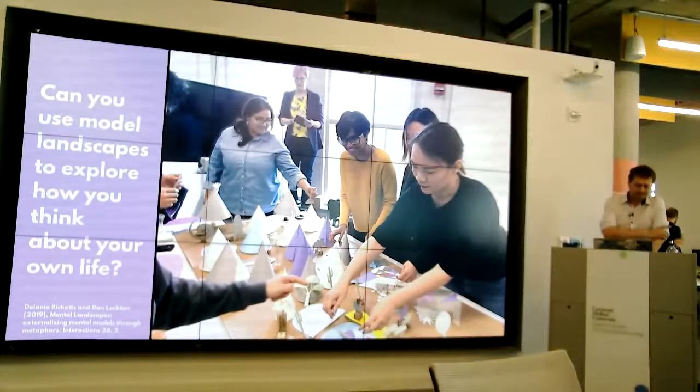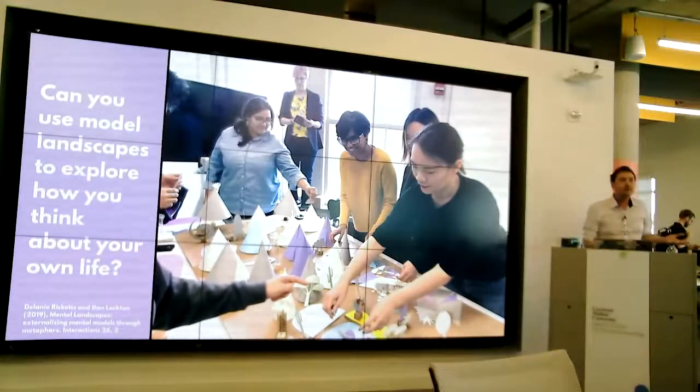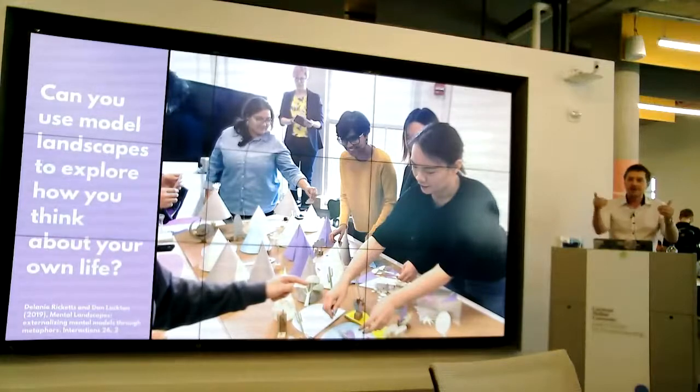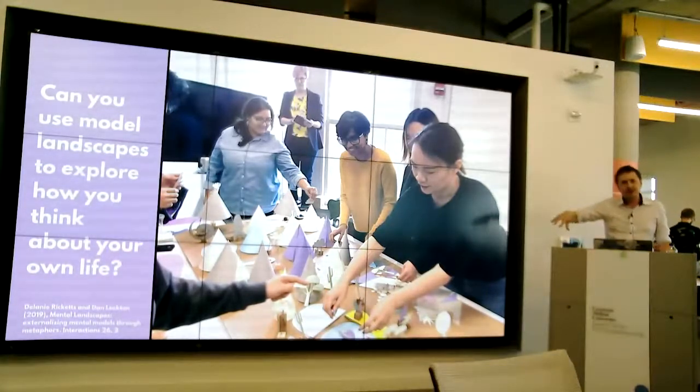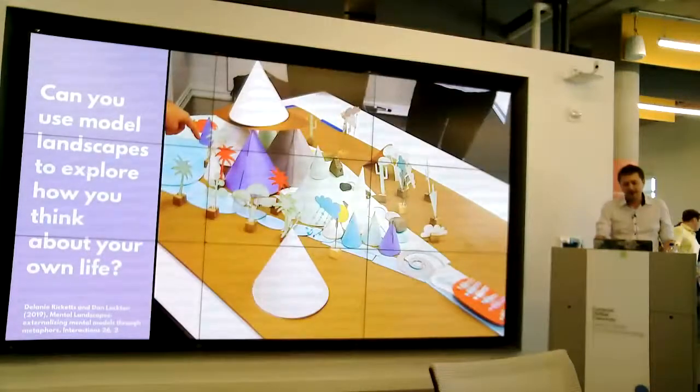Some of the sorts of projects we've done over the last couple of years have been things like using model landscapes to help people explore their own lives or how they think about their own career paths. So building landscapes as groups that involve charting different paths and discussing them, not because there's a right answer, but because it's a way of enabling people as a group to communicate about how they're thinking and to share things that may be difficult to express otherwise.